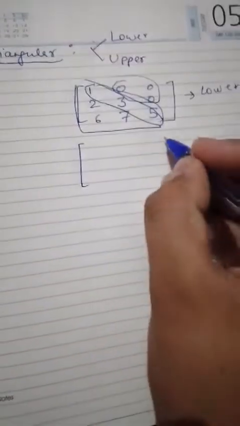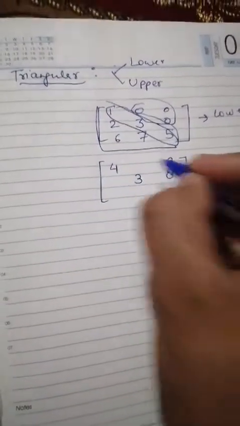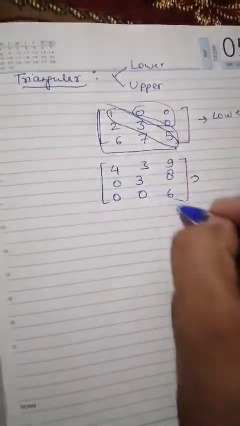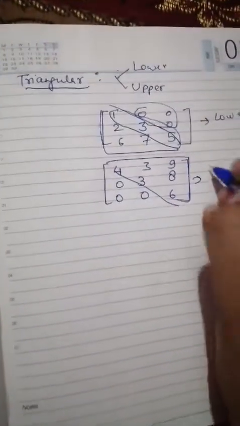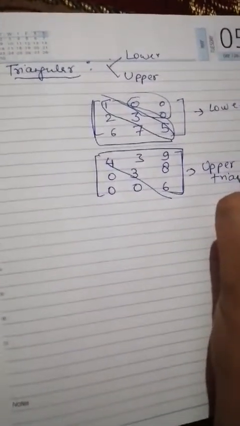Now let's look at another example. 4, 3, 6, 8, 9, 3, 0. So here you can see it forms an upper triangle. So it is known as an upper triangular matrix.